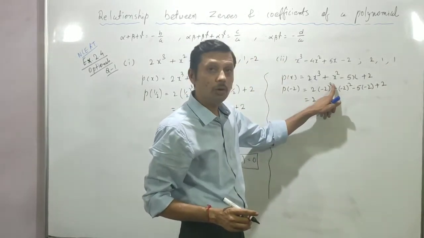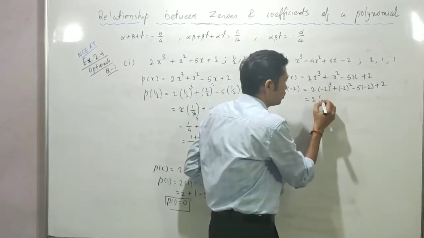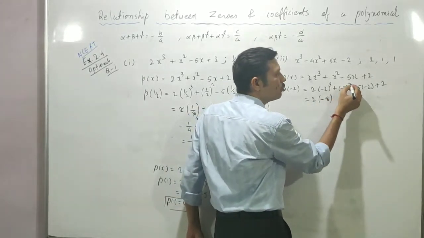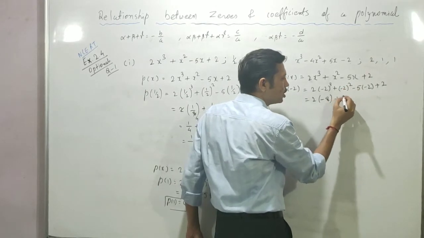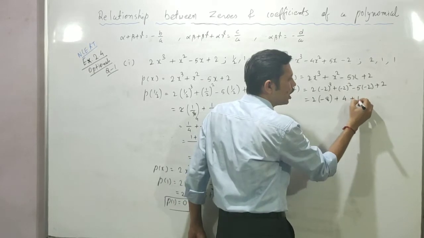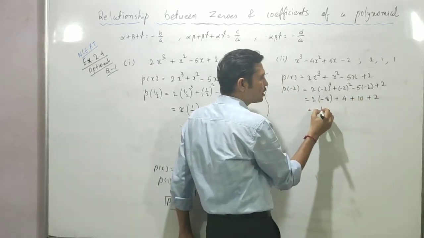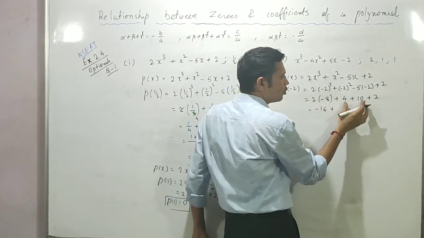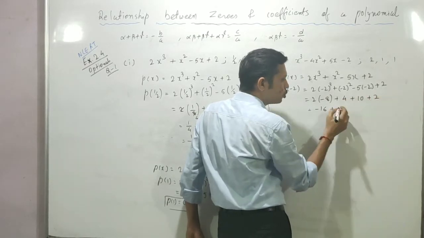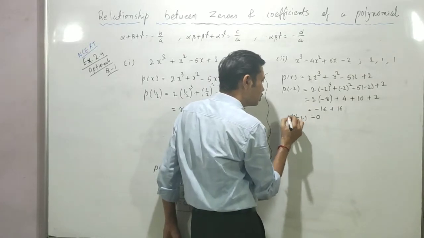So take care about the exponent power. Negative number, odd power: answer is negative. 2 the cube is 8. Now negative number, even power: answer is positive. So plus, this answer is 4. Minus minus plus, 5 twos are 10, and plus 2. Plus minus minus, 8 twos are 16. Now make all the additions together. So 10 plus 4 is 14, 14 plus 2 is 16. 16 minus 16 is 0. So this one is also 0.